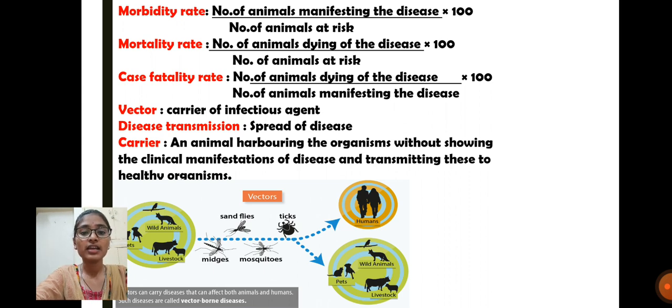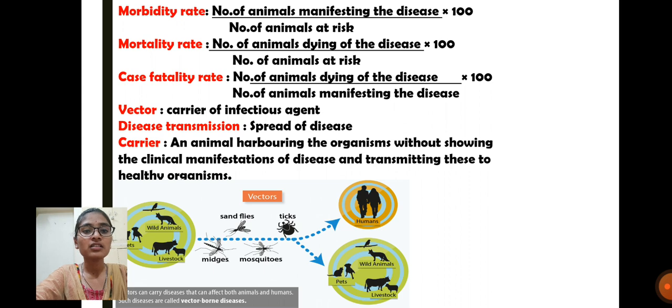Some formulas are there, like morbidity rate, mortality rate and case fatality rate. Morbidity rate is the percentage of animals manifesting the disease to the number of animals at risk, and mortality rate is the number of animals dying of the disease to the number of animals at risk, and case fatality rate is the percentage of number of animals dying of the disease to the number of animals manifesting the disease.